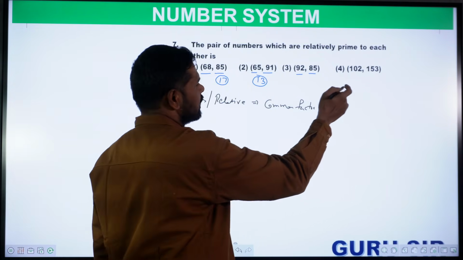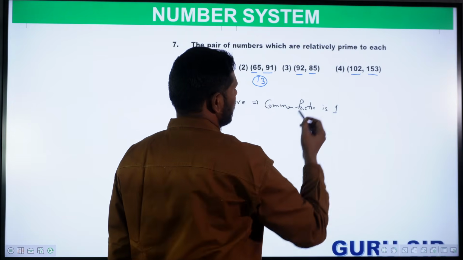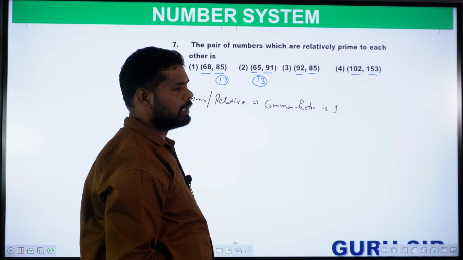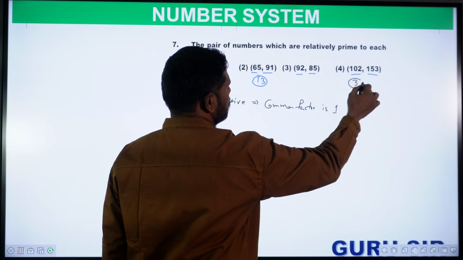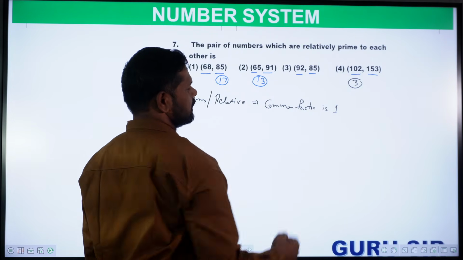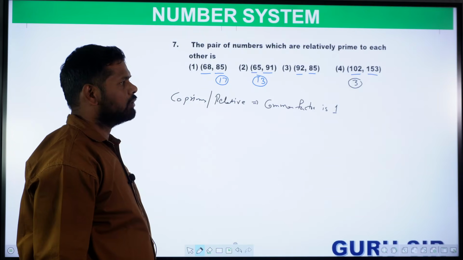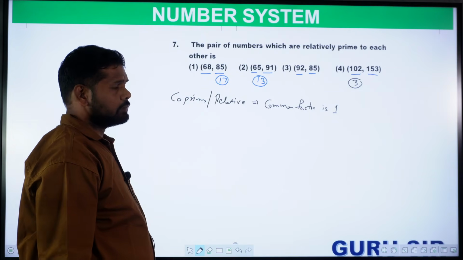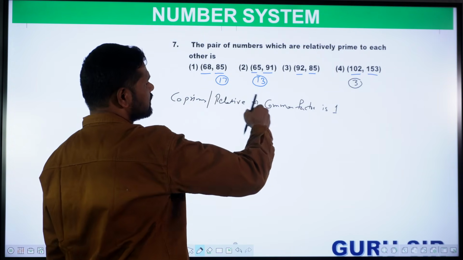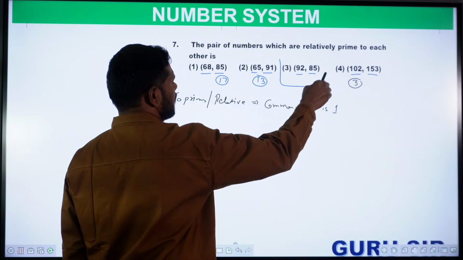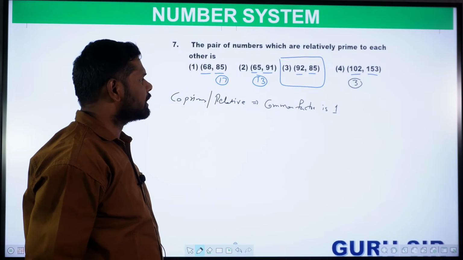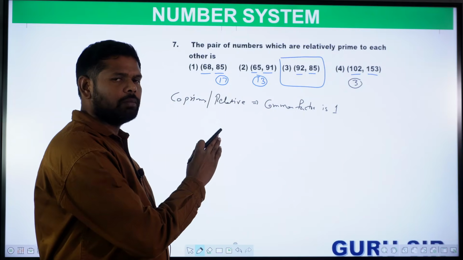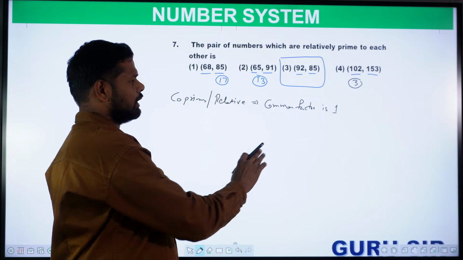But again check this: 102 and 153. These are also divisible by 3, so it is 1, 2, 3, 6, 9. Those two numbers are divisible by 3. And in these options, the correct one for relative prime is the third option. Why? Because those two numbers are combinedly not divisible by any number other than 1.